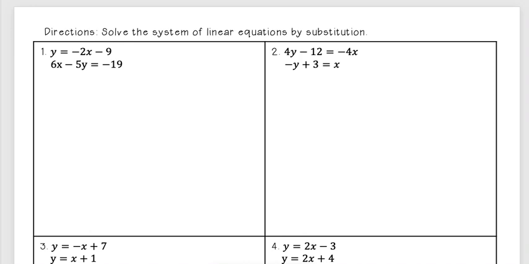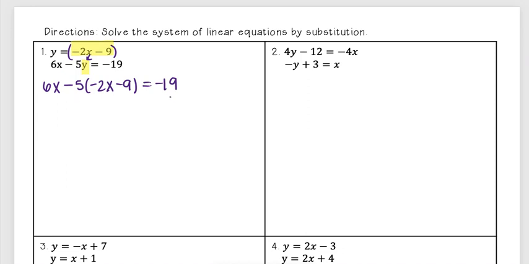And so I have that y is equal to negative 2x minus 9. So that means since it's equal to that, I can replace this y with that negative 2x minus 9. So now instead of writing 6x minus 5y here, I'm going to have 6x minus 5 times this negative 2x minus 9. And I'm going to make sure I put parentheses there because that negative 5 is multiplying into it. And so, again, this y was replaced with this negative 2x minus 9 since y is equal to it.